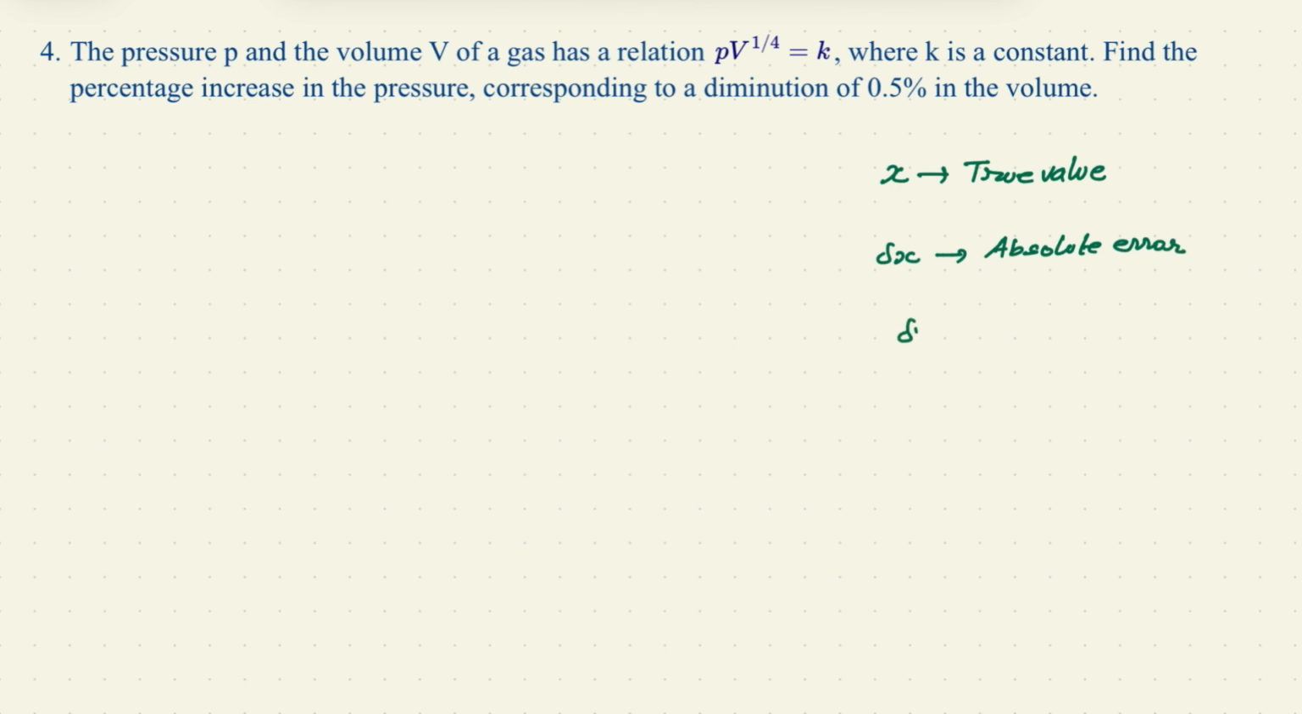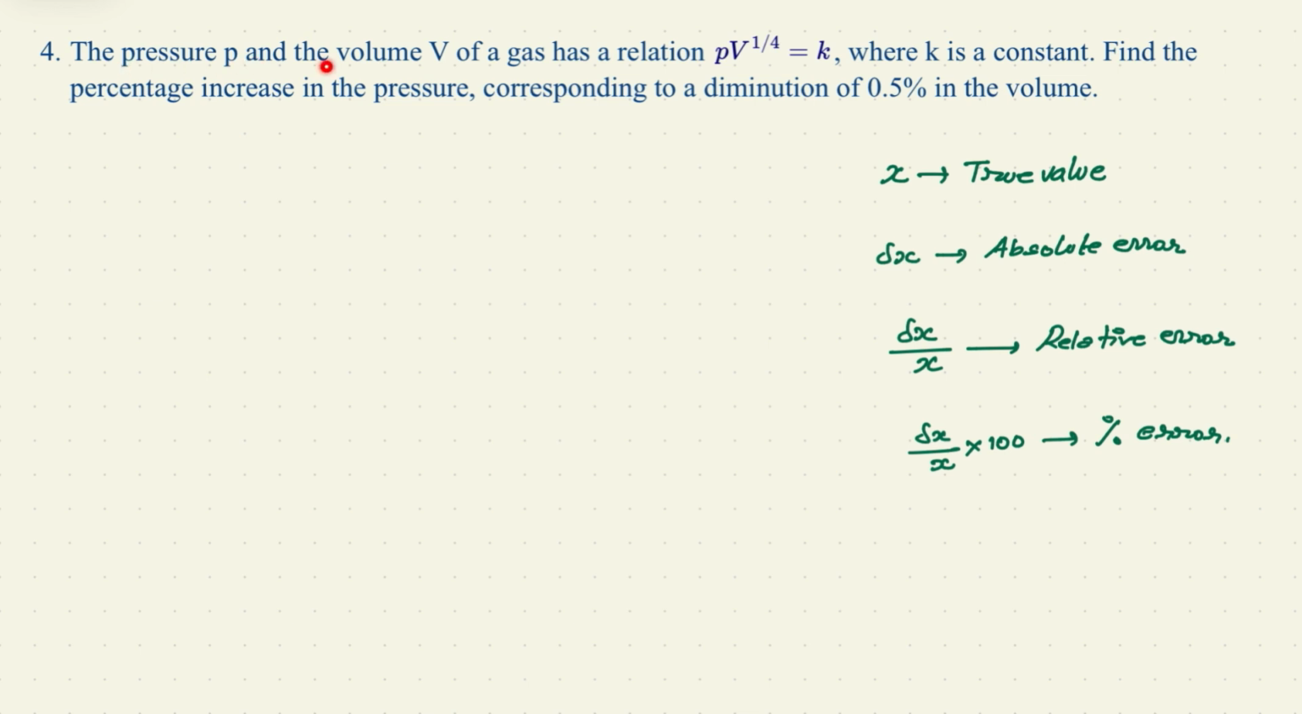Then if I have the ratio of absolute error to its true value, then this error is called relative error. And if I multiply the relative error with 100, then this is called percentage error. So here we will be requiring the concept of this also. So let us read the question.